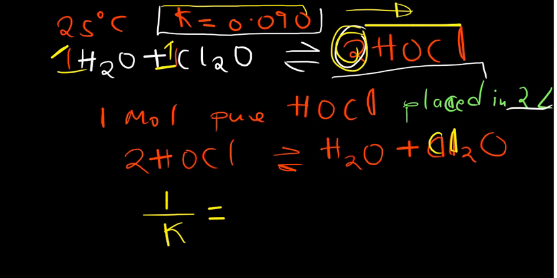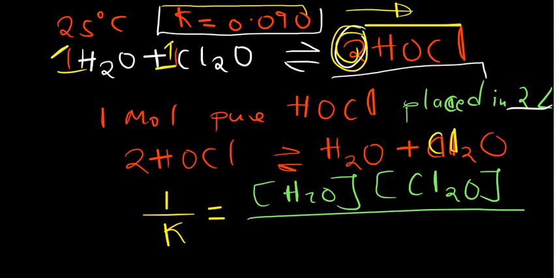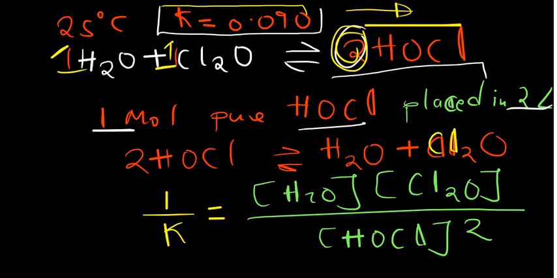So the other side remains the same. For our products, we have water and Cl2O over HOCl, which is acting as a reactant in this case. So now the question is, we have 1 mole of that in 2 liters. So what do we have? We have this concentration, right? You have the initial concentration of this reactant, which is given. So 1 mole in 2 liters, what is the concentration? 1 divided by 2 is going to give us 0.5, right?